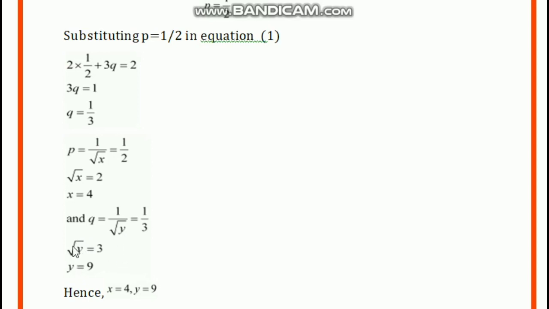Then what is the value of y? Square root, transpose to the right hand side, square. Then the value of y equal to 9. So finally we got the solution. The solutions are 4, comma 9.